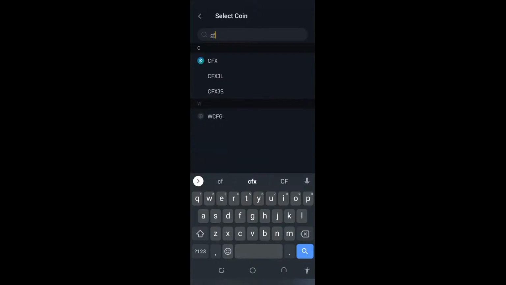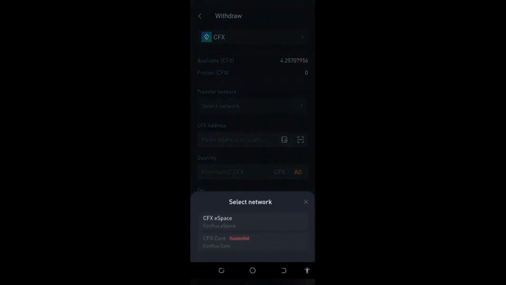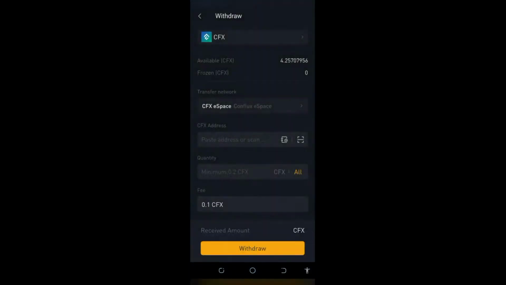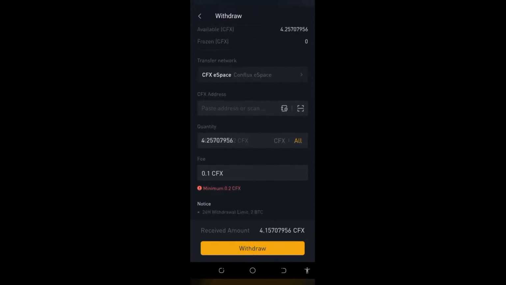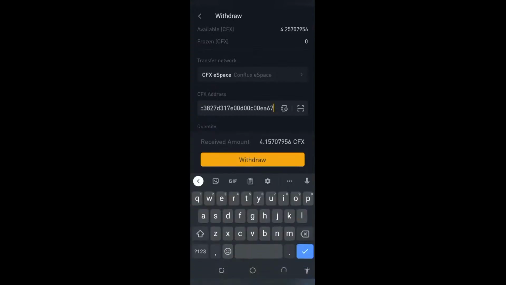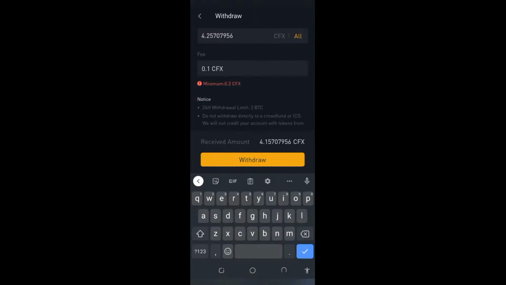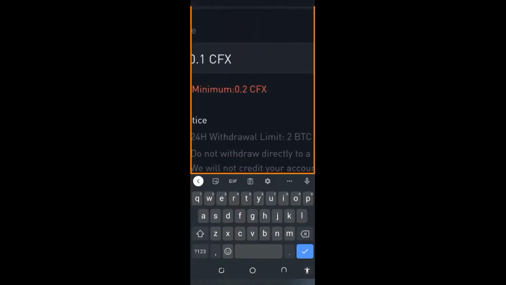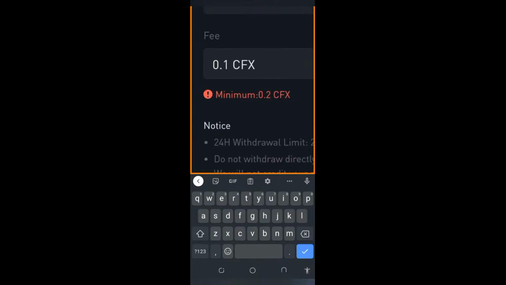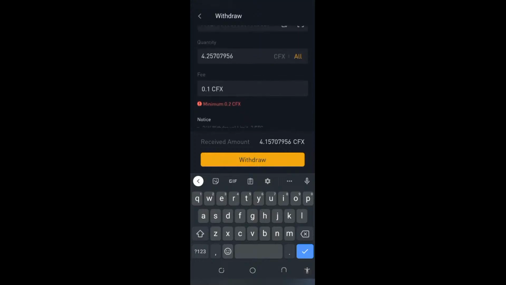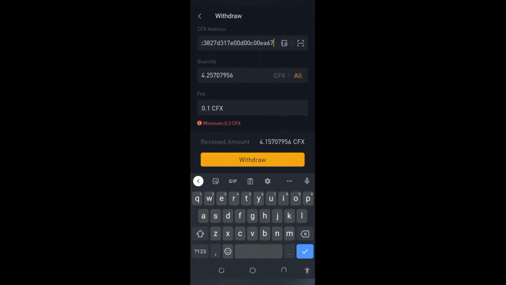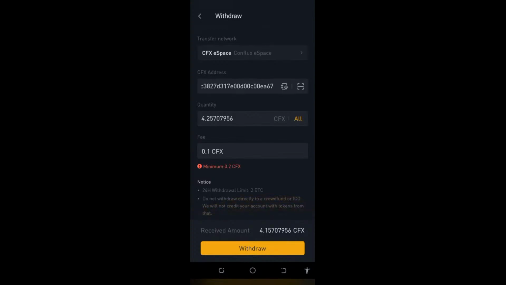So CFX. Let's see, CFX eSpace, of course. And then let's see what we're putting in here. Available, yeah, everything. Let's see, all, of course. Let's put in the address. Okay, it said minimum. Minimum is 0.2 CFX. I've done that. Well, maybe just a little warning. Okay, all. And then we go ahead. Everything looks good.